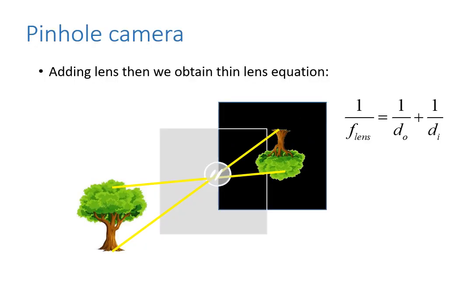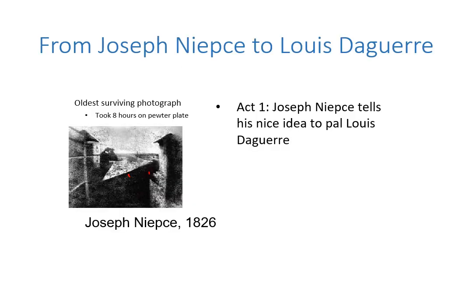So the pinhole camera, adding a lens to the pinhole camera, we obtain the thin lens equation. The oldest photograph is this one, which has been taken by Joseph Nicéphore Niépce in 1826.